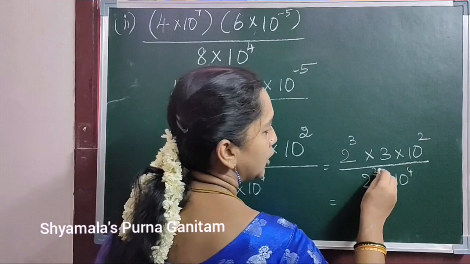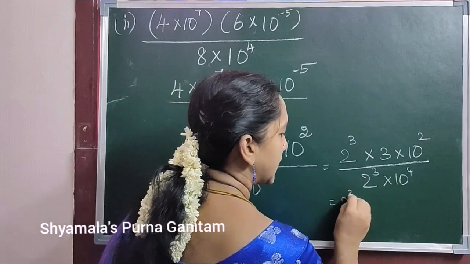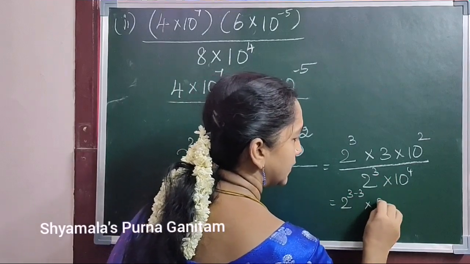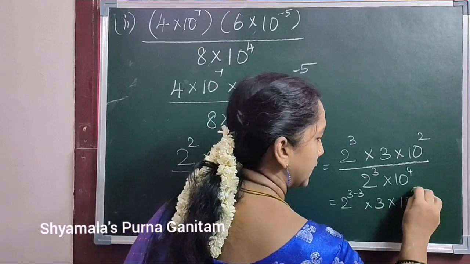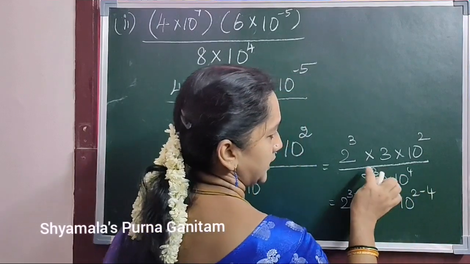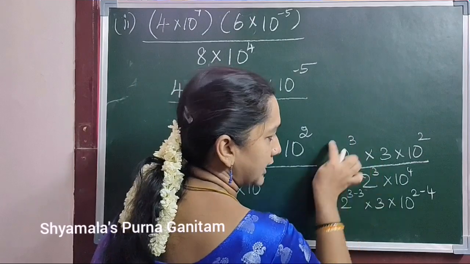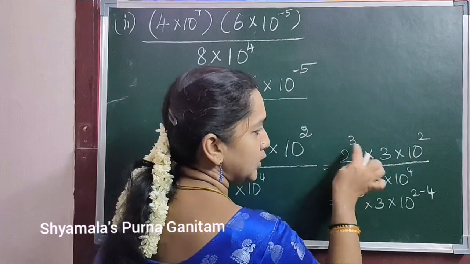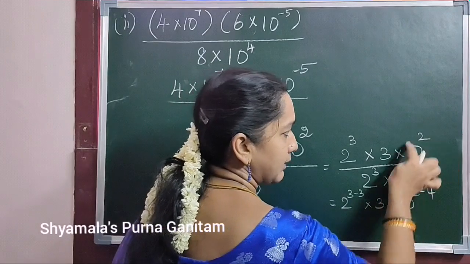So this one will be 2 power 3 minus 3, into 3 into 10 power 2 minus 4. This 2 power 3 and 2 power 3 have the same base, so the powers have to be subtracted. Same way here also.